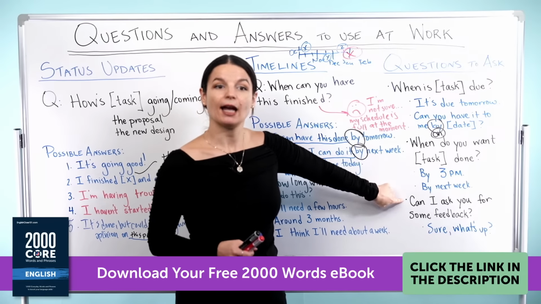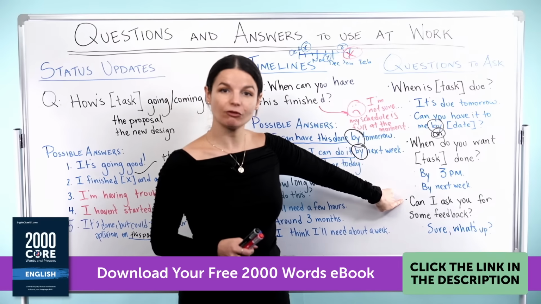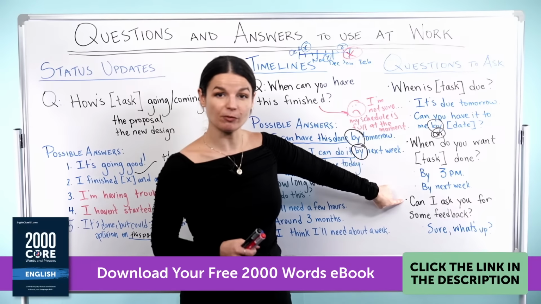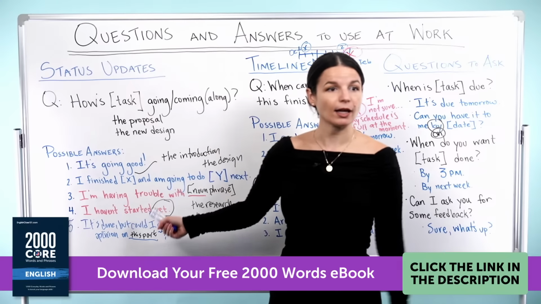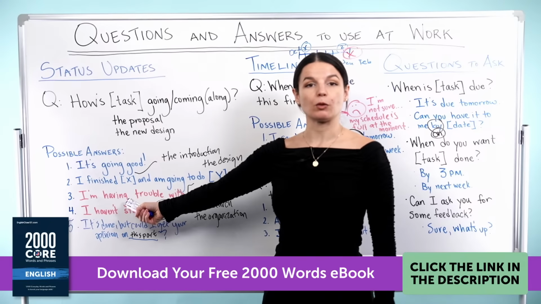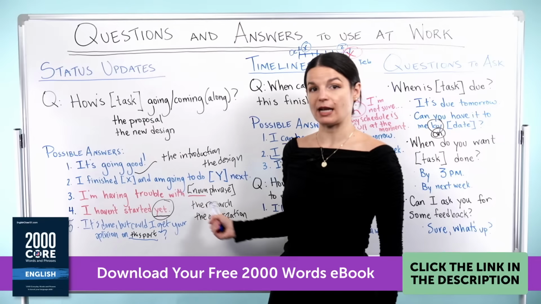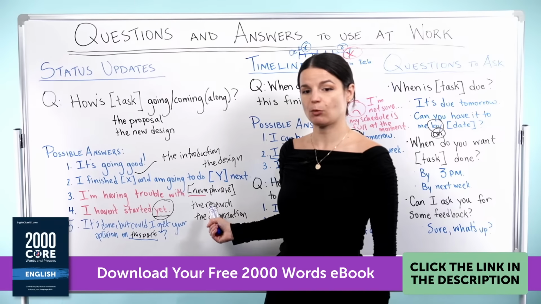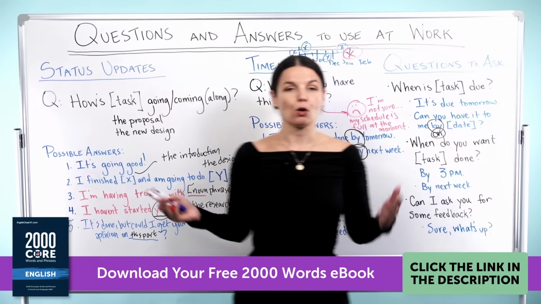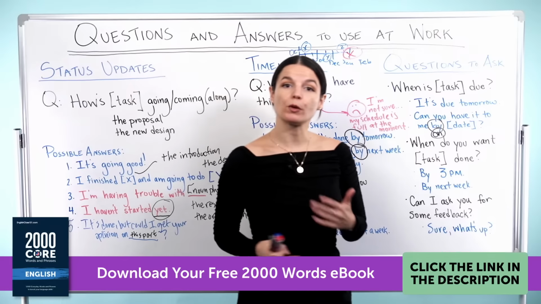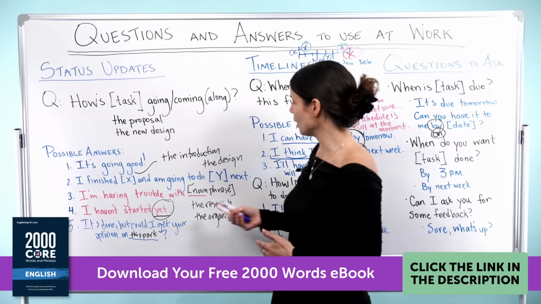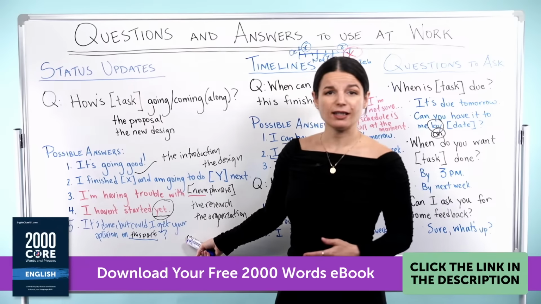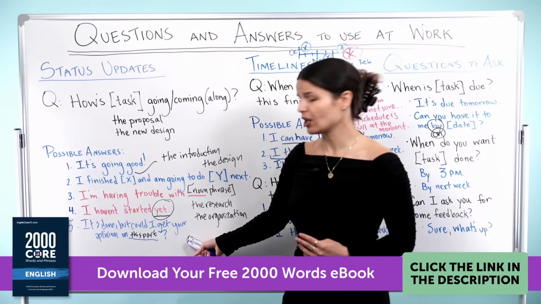The question is, can I ask you for some feedback? We talked about it up here in part 1 with number 3. I'm having trouble with noun phrase, right? So what do you do if you are having trouble with something you're working on? We talked about this. It's done, but could I get your opinion on this part?